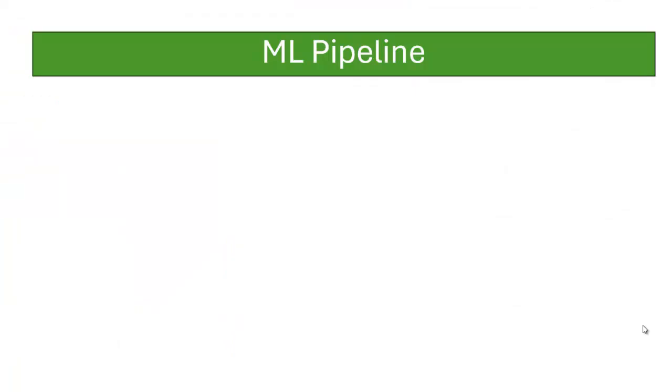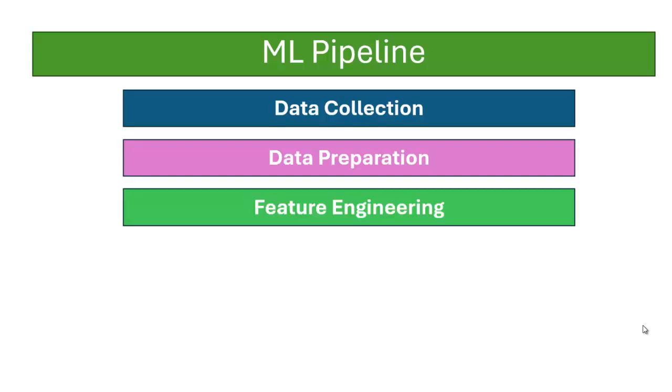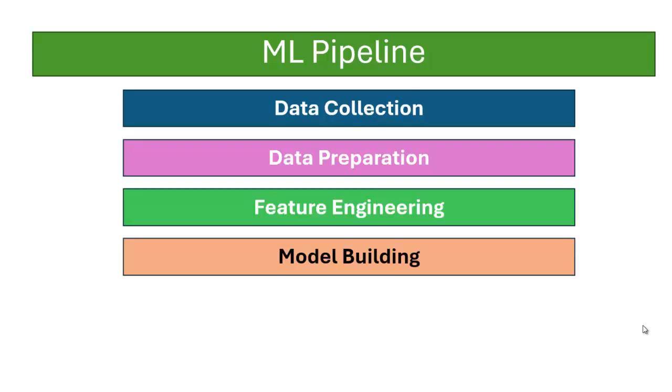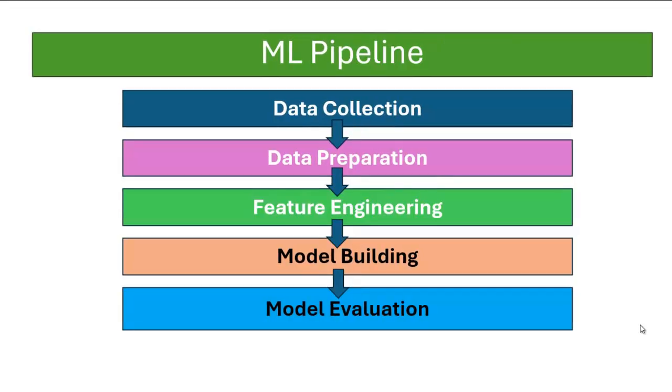As you might know, in machine learning, all these steps, data collection, data preparation, feature engineering, model building, and model evaluation, are connected in a pipeline manner where the output of one step becomes the input for the next step, right? So for each of these steps, we will create different modules, which means different Python files, and connect these separate modules into one ML pipeline using DVC.